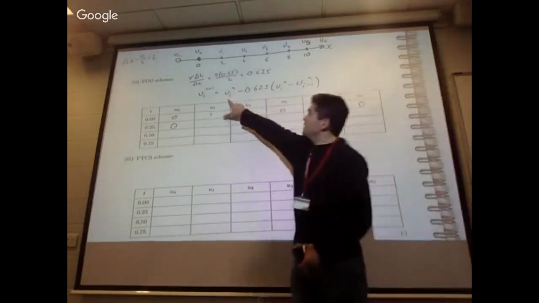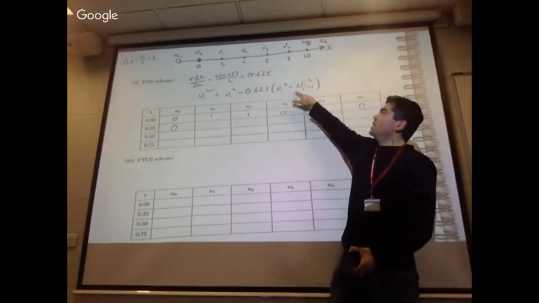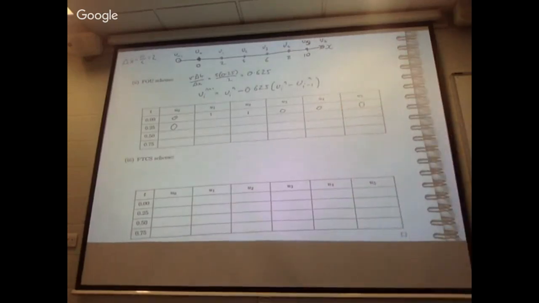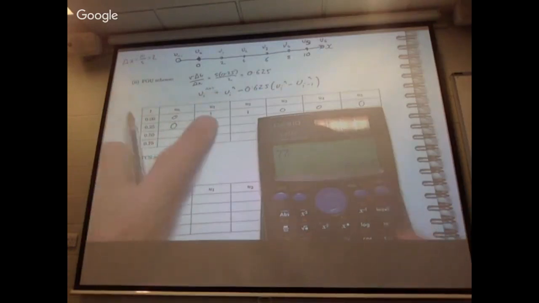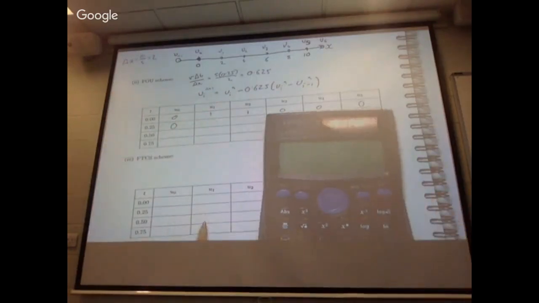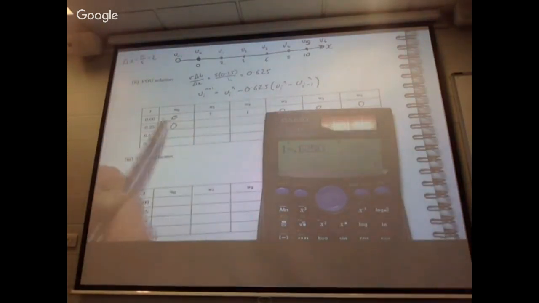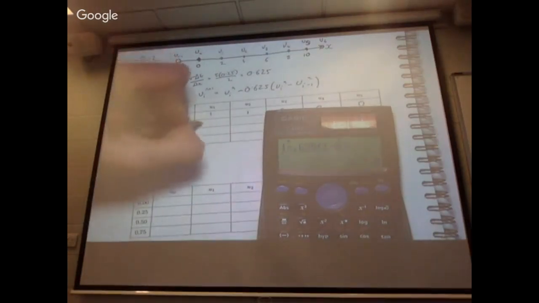So in other words, we have 0 minus 0.625 times 0 minus 0. Just everything 0. Okay, now we've got this one. If I follow this scheme, we have 1 minus 0.625 times 1, which is UI, minus the node to the left. So our value is going to be 0.375.